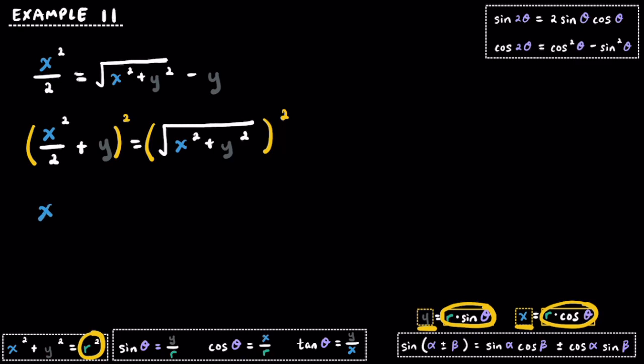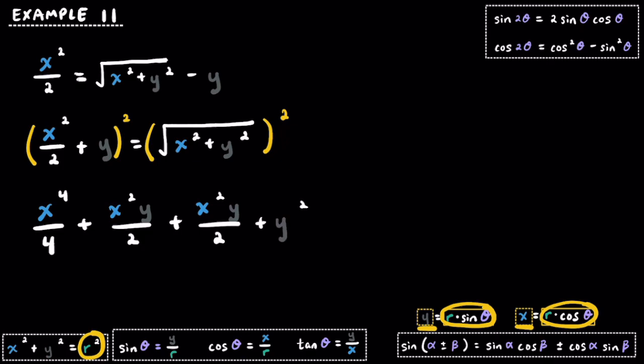Squaring that x squared over 2, that's going to then be x to the 4th power over 4. And then we're going to have those middle terms. What's that going to be? Well, I think we're going to have basically x squared y over 2, plus another x squared y over 2. This is a perfect square trinomial. And it's going to be plus a y squared at the end. On the right side, the radical is going to cancel out, so we're really just going to be left with x to the second power plus y to the second power.